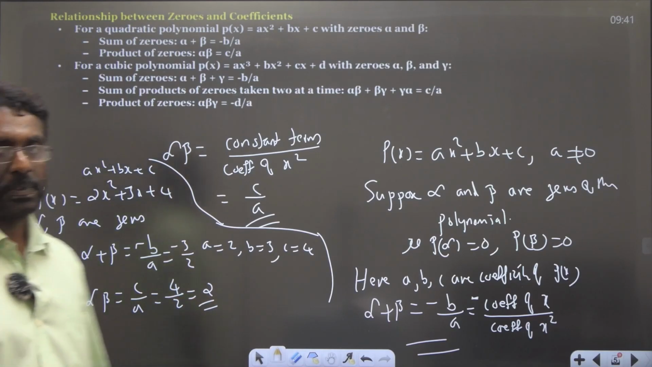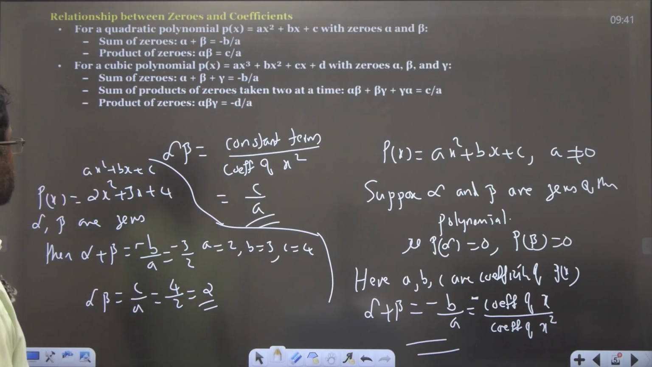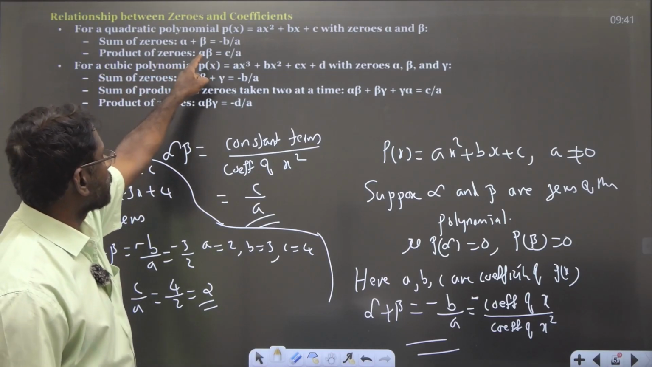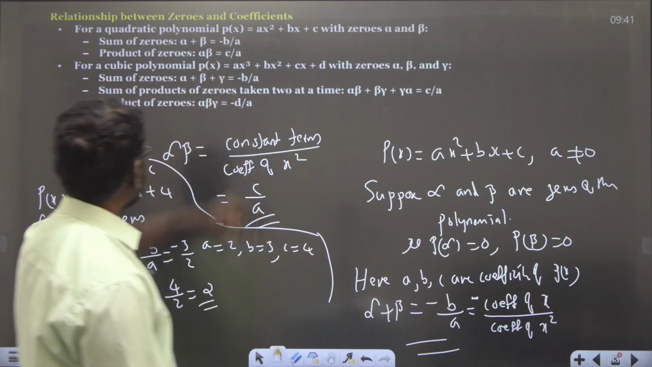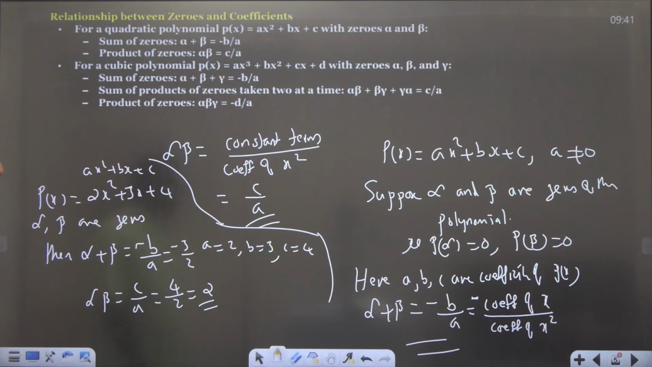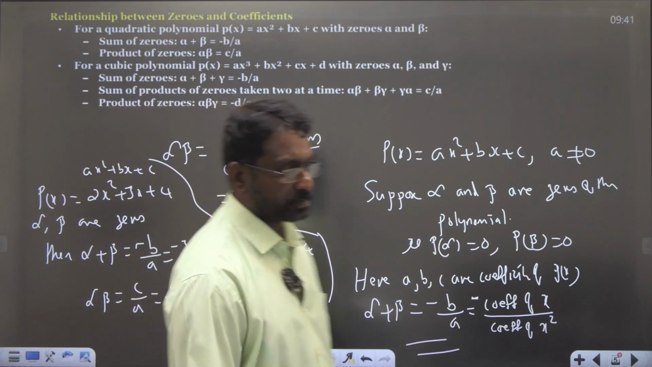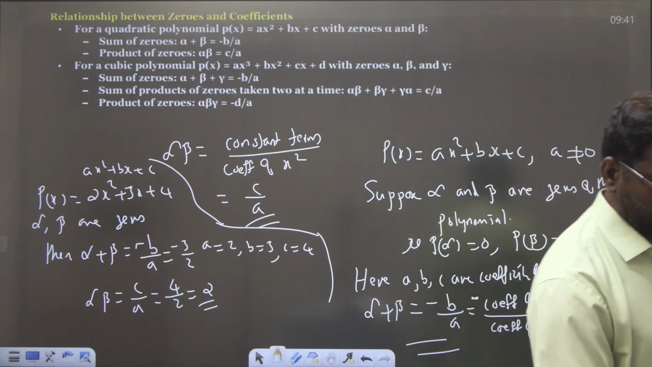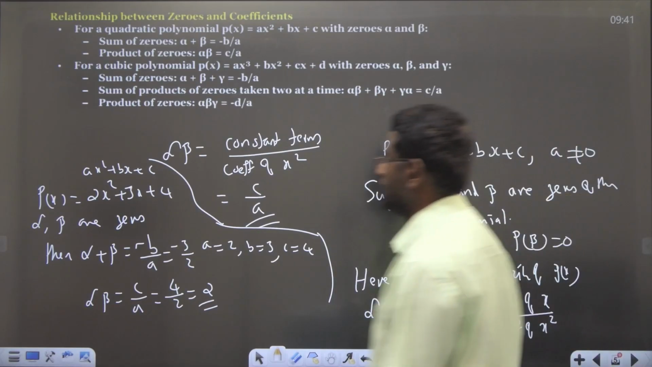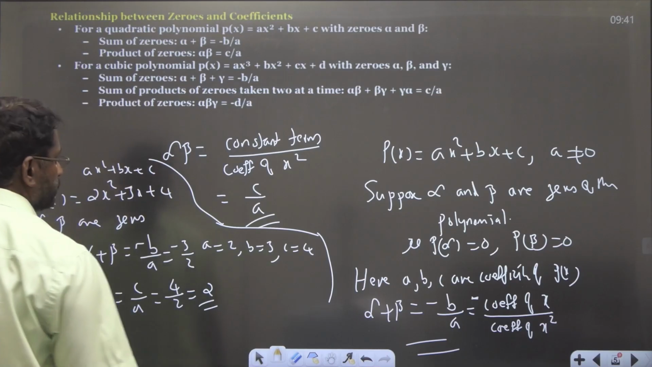Very, very important formula. Sum of the zeros, alpha plus beta, is minus b by a; product of zeros, alpha beta, is c by a. Very, very important formula. You write the example also. And I can give another example.